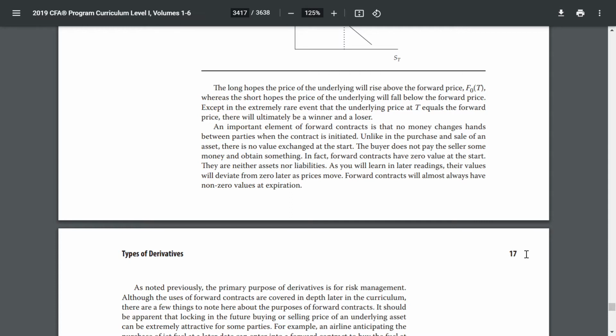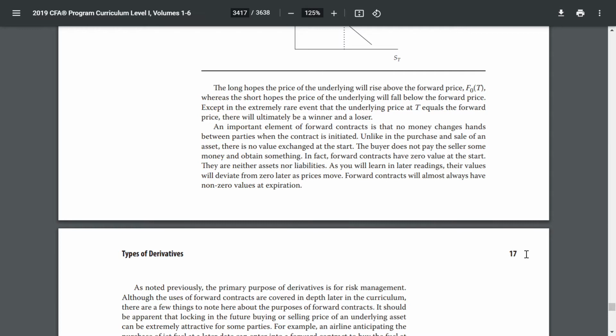An important element of forward contracts is that no money changes hands between parties when a contract is initiated. Unlike the purchase and sale of an asset, there is no value exchanged at the start. The buyer does not pay the seller some money and obtain something. In fact, forward contracts have zero value at the start.